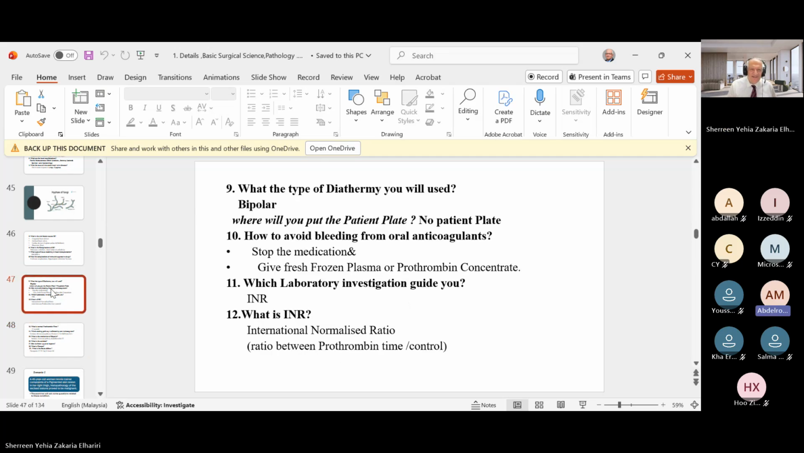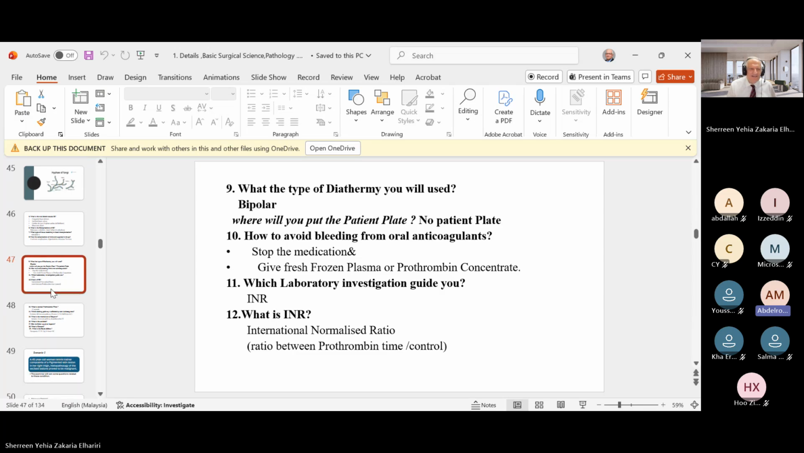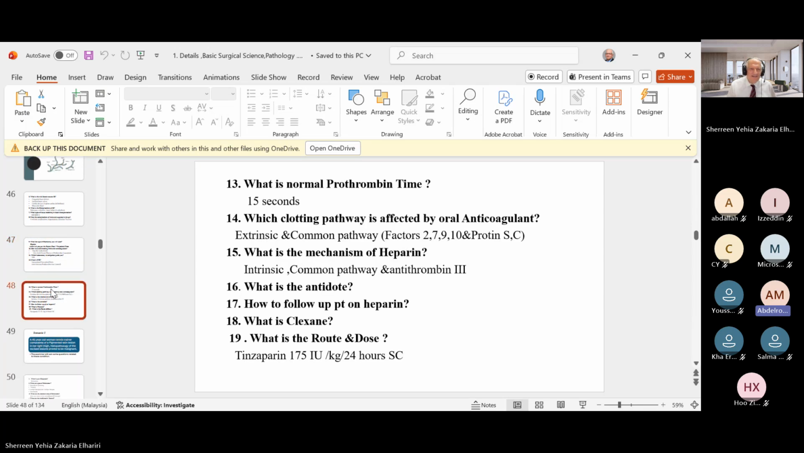Clexane is one of the types of heparin, like unfractionated or low molecular weight heparin. All right, so what do you give to the patient? What is the route? I will be bridging the oral anticoagulant. I will stop warfarin and bridge. No, the patient route. Just give me the route in one word. What is the route?